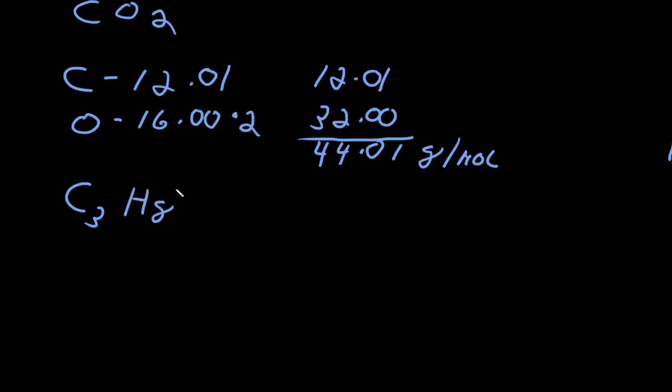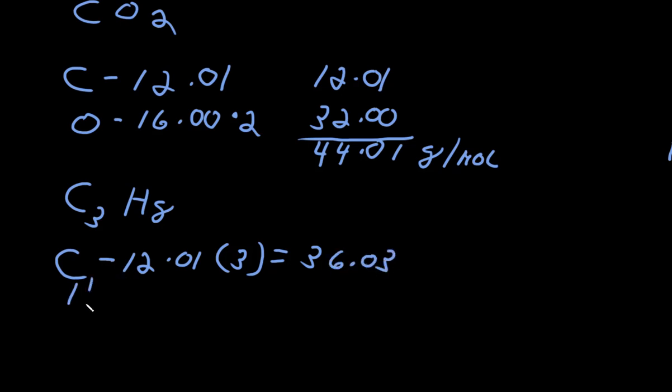C3H8. So we've got to figure out how many carbons we have. Carbon is 12.01, and we have 3 of those, and I'm going to put that in parentheses here. So that'll give us 36.03.